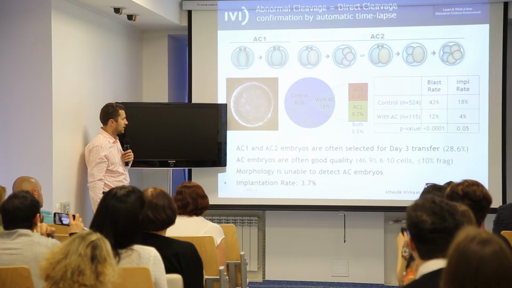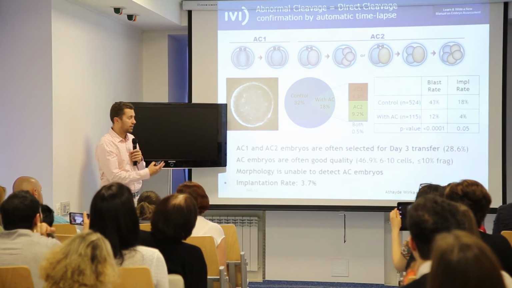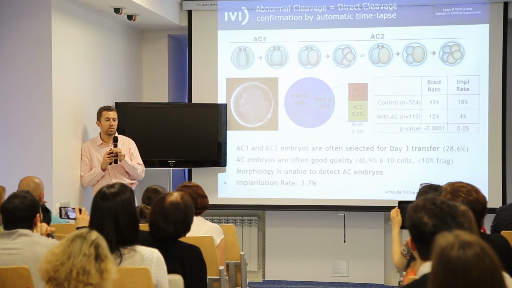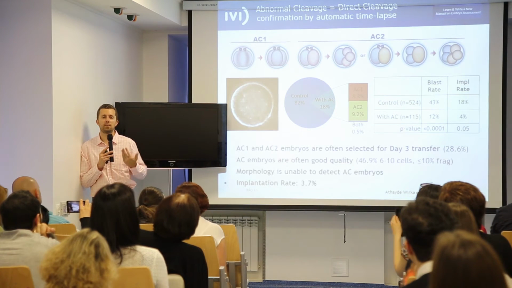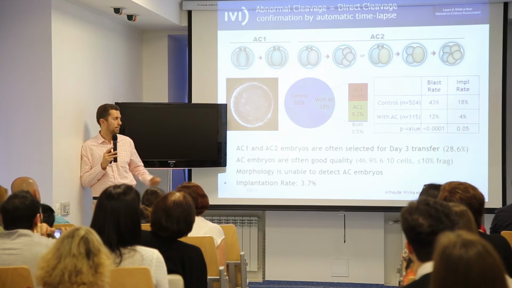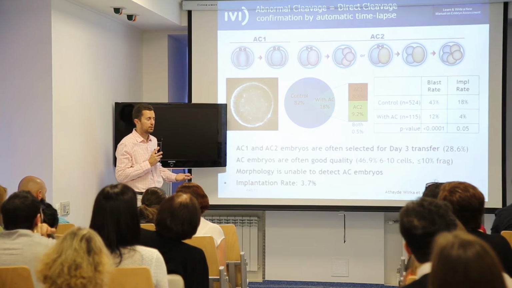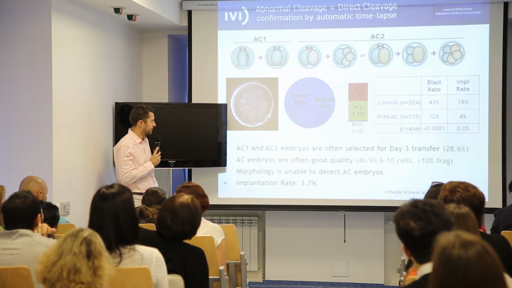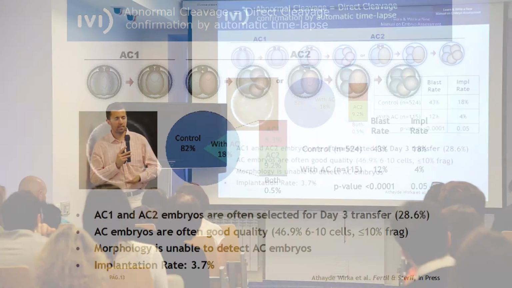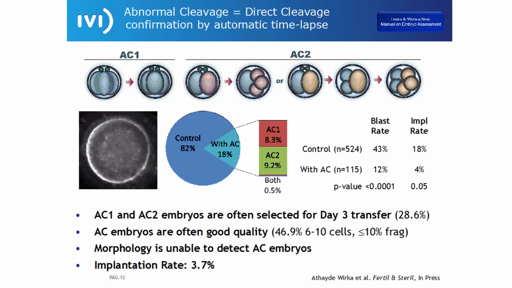So what that means is that quite often, in around 30% of the cases, those embryos are selected for transfer because the morphology is nice, okay? But those embryos have a very low implantation potential, even with good morphology. So this is one of the best examples of the utility of this technology. Deselection. Avoid the transfer of such kind of embryo that you know has very low implantation potential.